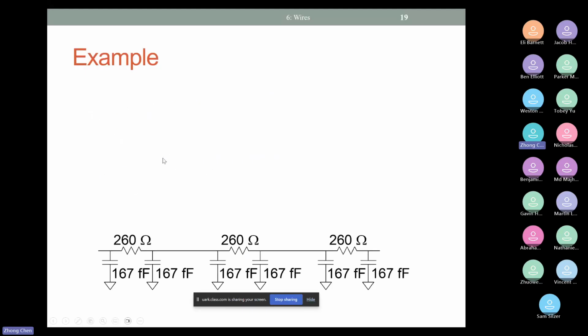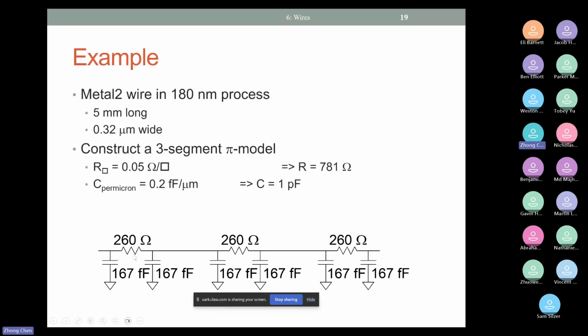For this metal wire, if you use a 3-segment pi model, you break the total resistance into 3 portions and the capacitance into 6 portions, and you build this 3-segment pi model. This is how to model the wire. Then we go through how to calculate the sheet resistance.